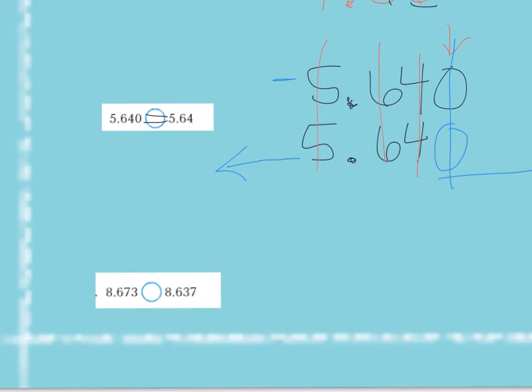And finally, we have our last problem here. 8 and 673 thousandths compared to 8 and 637 thousandths. So pause the video very quickly, solve this problem, and then replay when you're ready to move on.